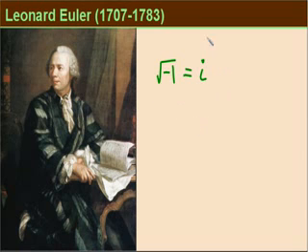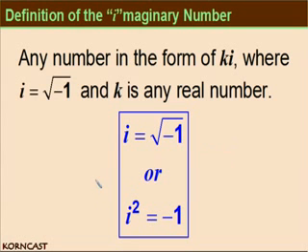And that's one of the nice things about mathematics: if we have something that is causing us a problem, for example, the square root of a negative number, we can let it be a variable. Now we call i an imaginary number. So the definition of an imaginary number is any number in the form of k times i, where i is equal to the square root of -1, and k is any real number.